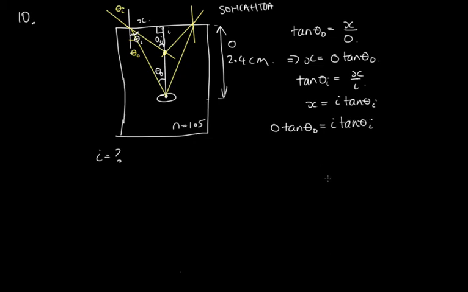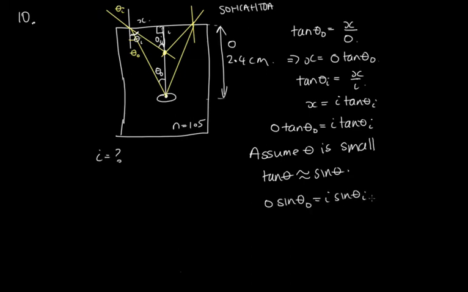Okay, now we have to use a little bit of maths. For small angles, which we're assuming this is, since the insect isn't really very big compared to the 2.4 centimeters, if we assume theta is small, then tan theta is approximately sine theta. And so we've got O sine theta O is equal to I sine theta I. And so I on O is equal to sine theta O over sine theta I.